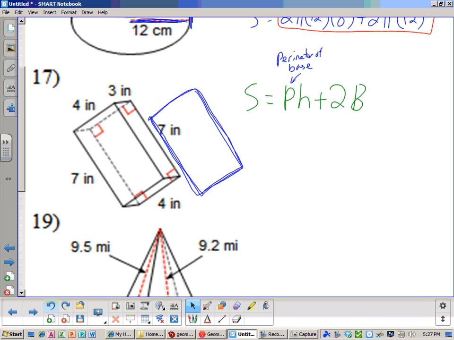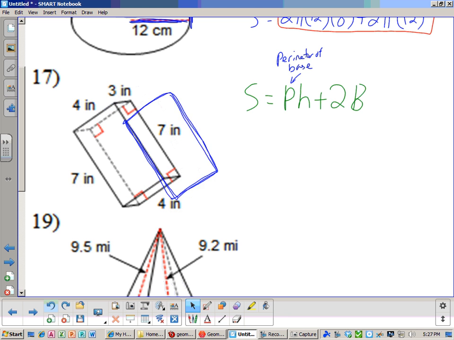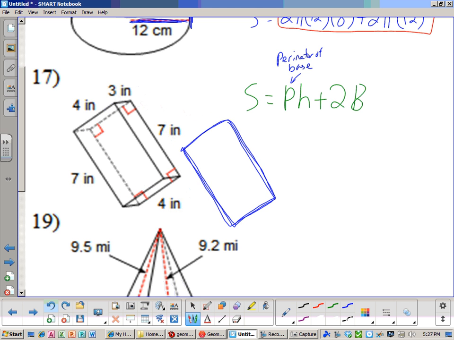If this is my base, I need to see its lengths. This right here is 7, so this is 7. This length is 4, so this must be 4. So I have 4, 7, this should also be 4, and this would also be 7. So what is 4 plus 7 plus 4 plus 7? 4 plus 7 is 11, 11 plus 7 is 18, 18 plus 4 is 22. 22 is the perimeter.